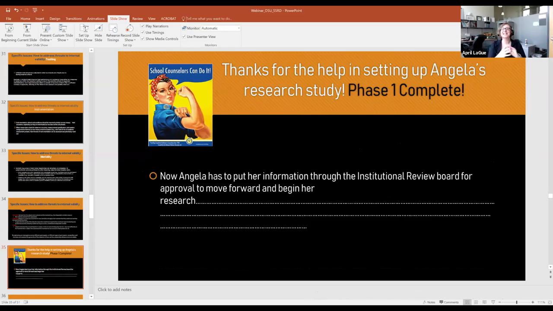Angela's research study phase one is complete. So now she has to put her information through the institutional review board for approval. We all have to go through IRB. If you are not part of an institution, you have to go through independent IRB and pay money. So if you're not part of an institution, partner up with someone who is. That's my tip.